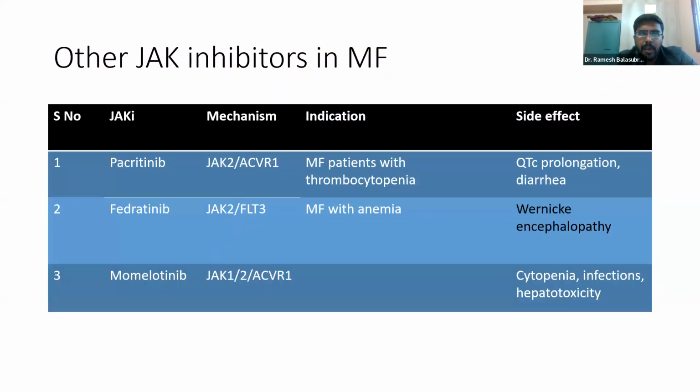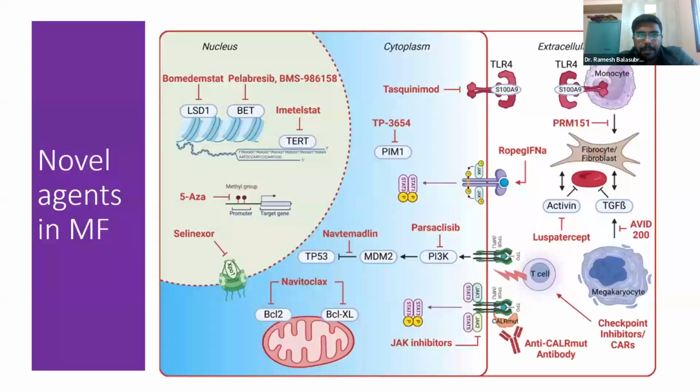Other JAK inhibitors used in myelofibrosis: pacritinib. This is a JAK2 activin receptor 1 inhibitor. It is indicated in patients with myelofibrosis having thrombocytopenia. Side effects are QT prolongation and diarrhea. And fedratinib is approved in JAK2 myelofibrosis with anemia. It's a JAK2 and FLT3 inhibitor. The black box warning for this is Wernicke's encephalopathy. And momelotinib, this is a JAK1/2 activin receptor 1 inhibitor, and it causes cytopenia, infections, and hepatotoxicity.